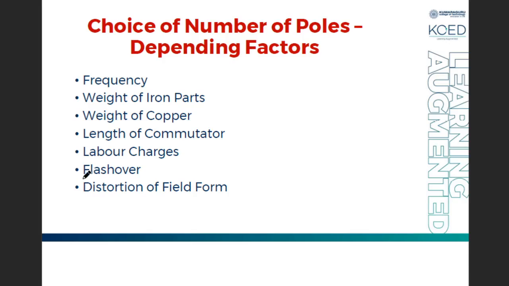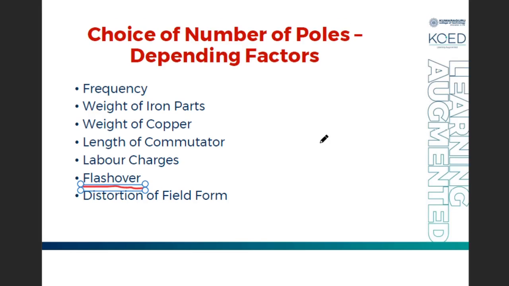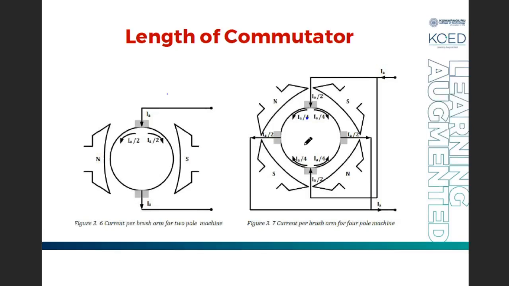Next, we'll go to the flashover. So what do you mean by flashover? I hope you remember that due to the presence of a commutator and the brush gear, the common problem which you'll face in a DC machine is sparking. So if we go for a larger number of poles, say we'll take this diagram. Compare these two diagrams. Here with a low number of poles, you have only two brushes like this.